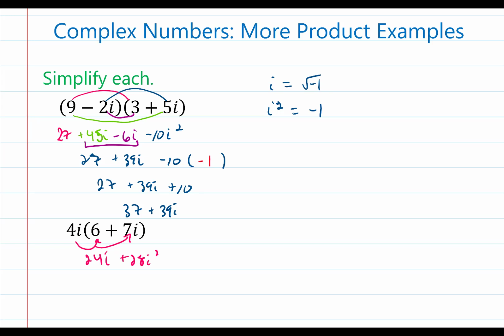One more time, we should replace i squared with the value of negative 1. So this will give us 24i plus 28 times negative 1. Finding the product of negative 1 and 28, we get 24i minus 28. Last but not least, now this may be required for some, I would encourage you to write the real part first, so that would be negative 28, and then the imaginary term second, which is going to be plus 24i. And that is the product of these two complex numbers.